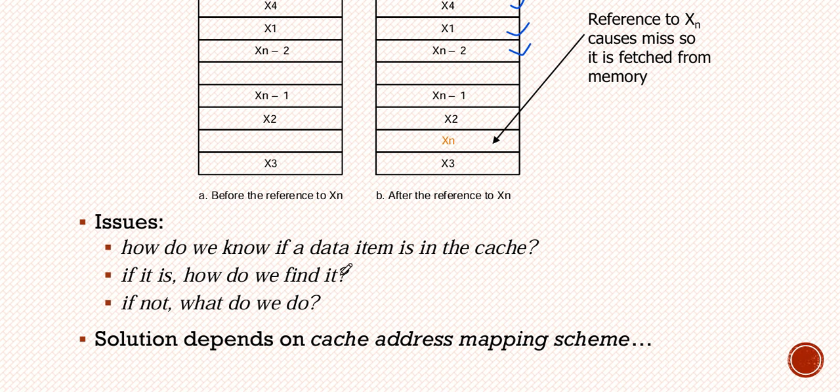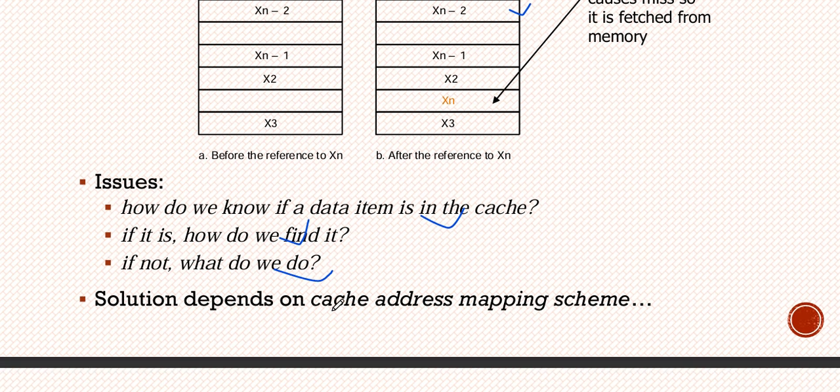Now, there are several issues. How do we know that an item is in the cache? How do we determine whether we are having a hit or a miss? Secondly, how do we even find it if it's in the cache? And thirdly, if not, what do we do? Remember that the control unit for even the single cycle was hard. So now that we are adding caches, if you miss, we have to get some controls, stop the machine, so it will be difficult.